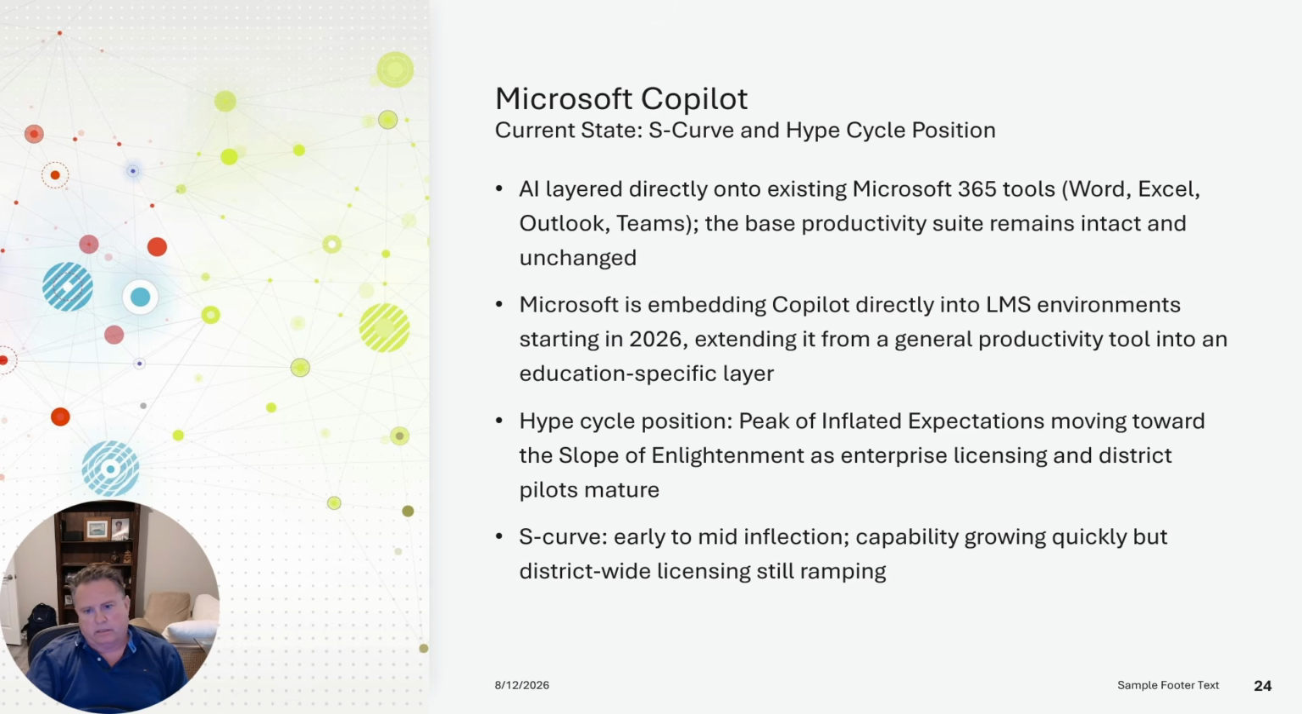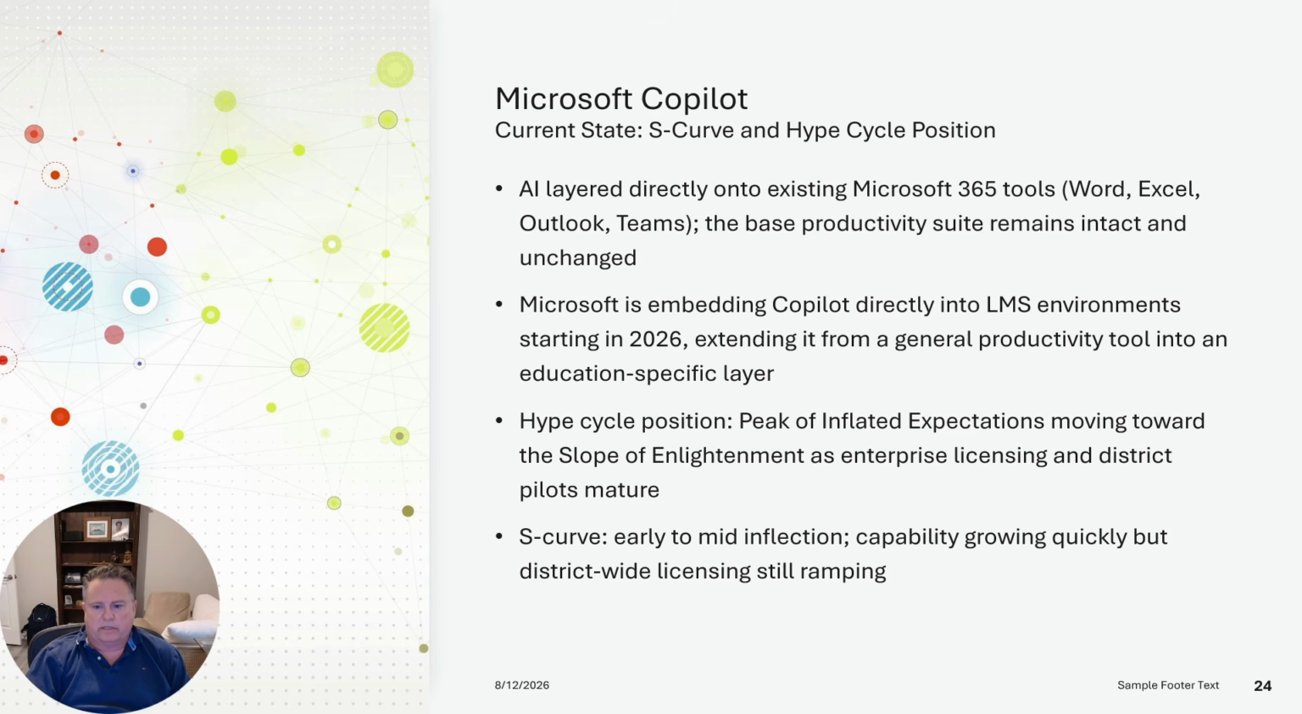Microsoft Copilot will be the next technology we're going to look at. Its current state is S-curve and hype cycle position. Basically, Microsoft Copilot is an AI layered directly onto existing Microsoft 365 tools that people are getting more and more familiar with over time. Of course, Word, Excel, and Outlook have been around for many years. Teams is evolving and is quite a popular platform. The base productivity suite remains intact and unchanged. Microsoft is embedding Copilot directly into learning management system environments starting in 2026, extending it from a general productivity tool into an education-specific layer.